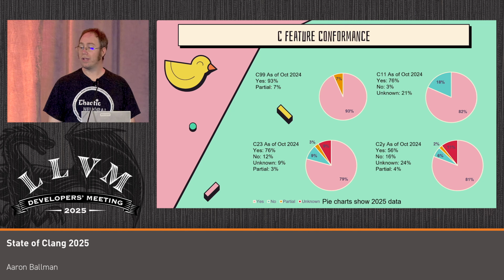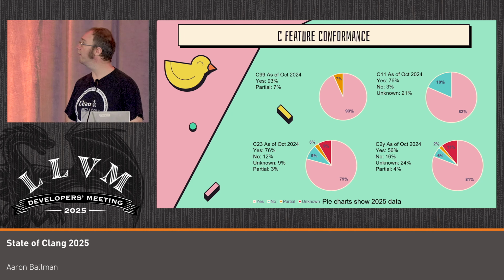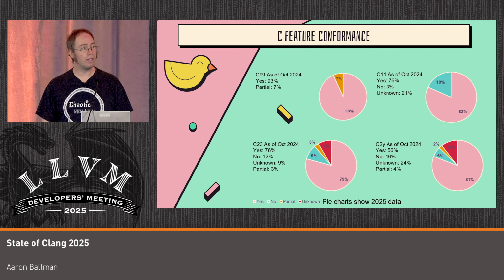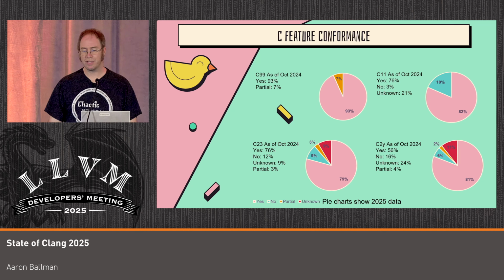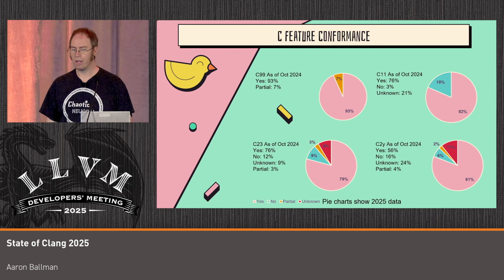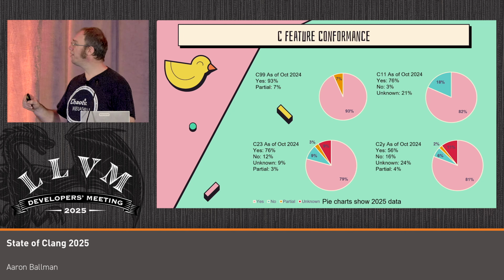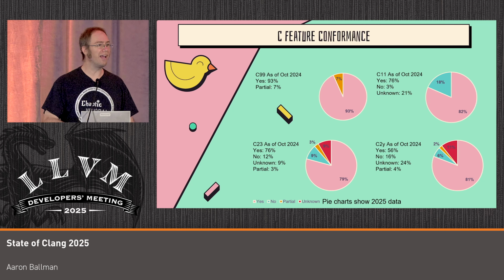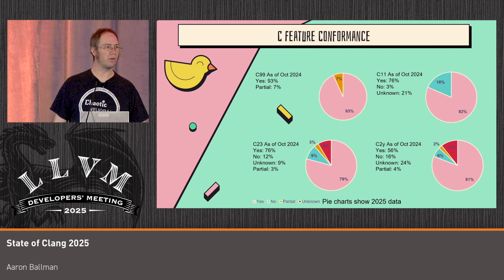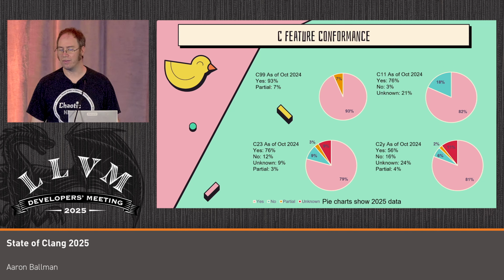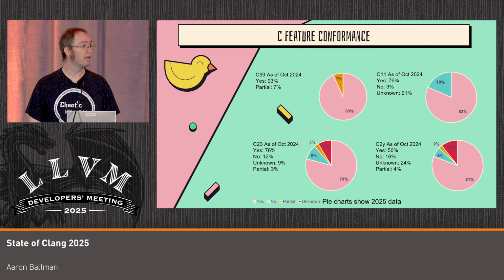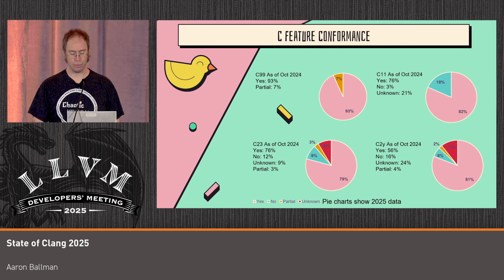On the C11 side of things, we took that 21% unknowns and got rid of all of them. So now we know that we are 82% of the way done with C11. C23, similarly, we improved from 76% complete to 79% complete. That was mostly turning no's into yeses. And then C2Y, this one's a bit, take it with a grain of salt. C2Y isn't finalized. So what it was in 2024 is very different than what it is in 2025. But we have been continuing to progress it. And as of now, we're currently about 81% of the way done with C2Y.